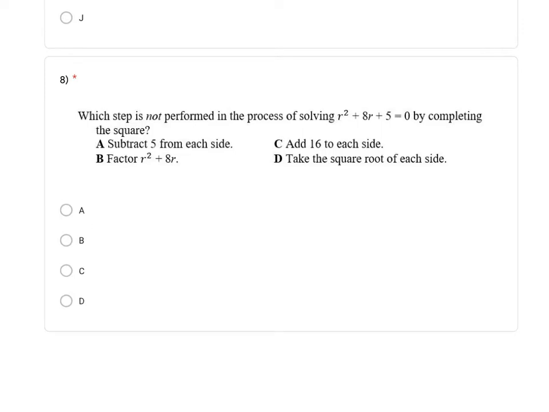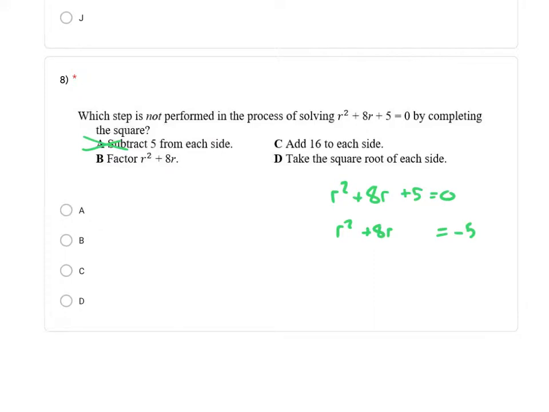So finally, it says which step is not performed in the process of solving this by completing this square. So let's just go through piece by piece here. Subtract 5 from both sides. Yes, we definitely need to do that because clearing the C value is the first step. So it's not A. We have to subtract 5 from both sides to get it ready.